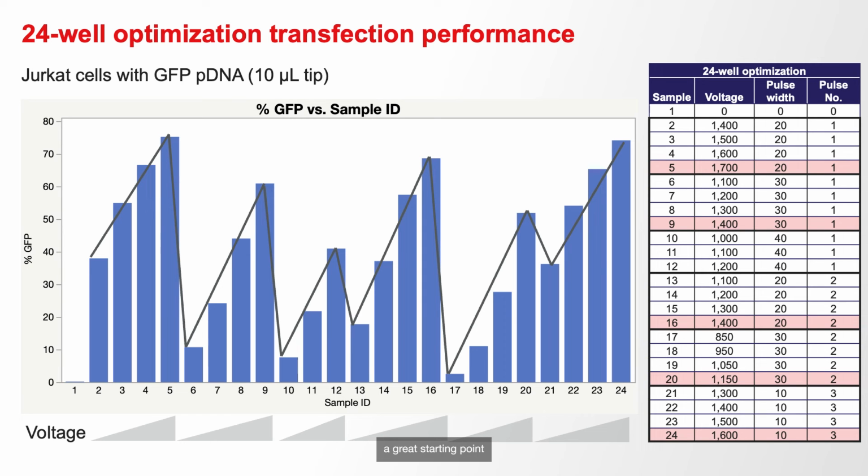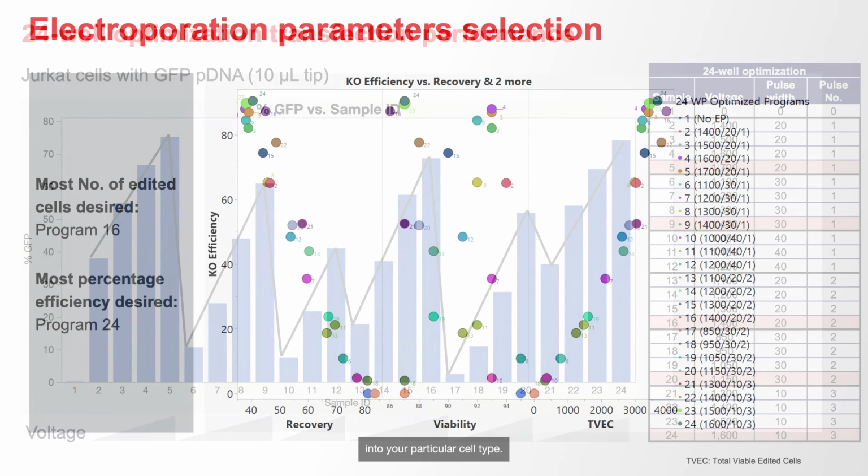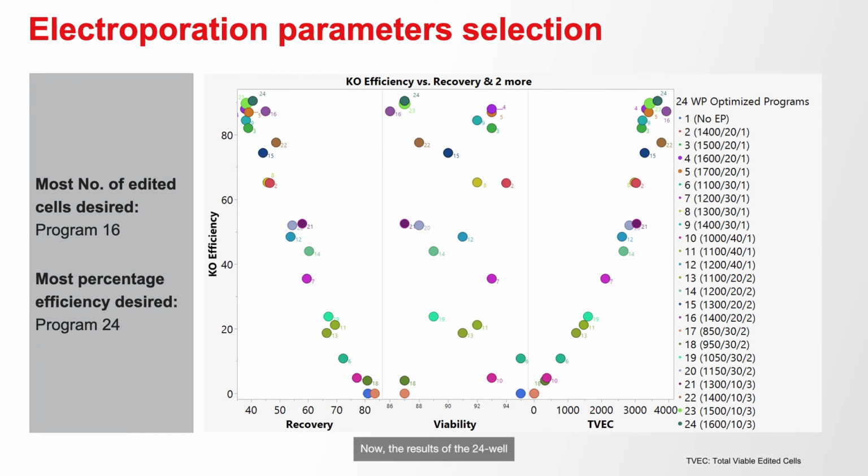This provides a great starting point to optimize electroporation for any new cell type, where you can start to establish the correlation between your voltage, pulse width, pulse number, and the transfection efficiency of your particular payload into your particular cell type. Now, the results of the 24-well optimization protocol can help you choose a suitable protocol specifically that balances efficiency as well as recovery of your cells.